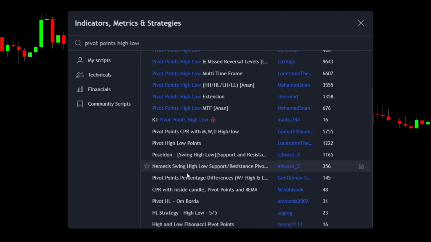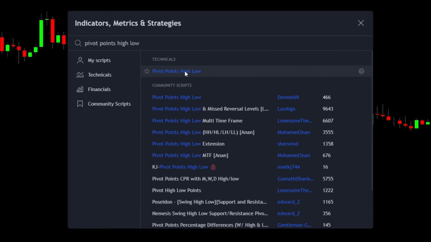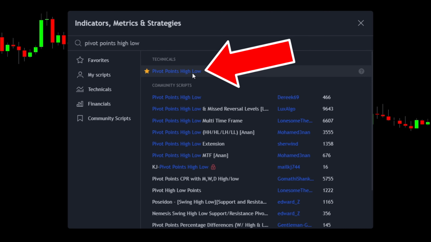And as you can see, we have tons of different TradingView indicators based on pivot points high and low. But in my opinion, one of the best and most straightforward pivot point indicators is the one here at the top that is simply called pivot points high low. So let's open this one up.